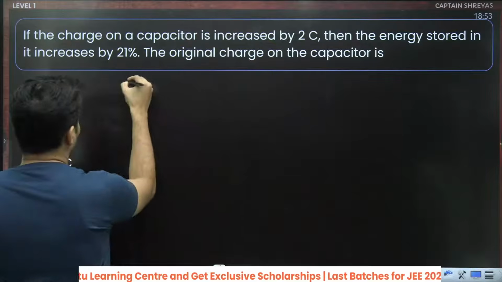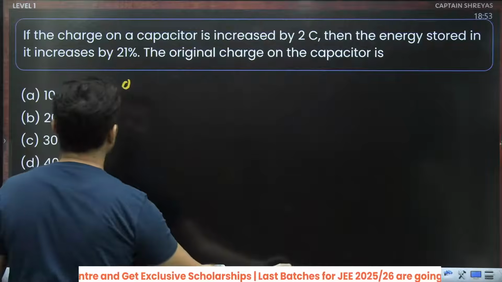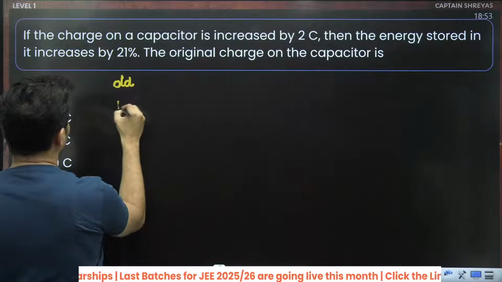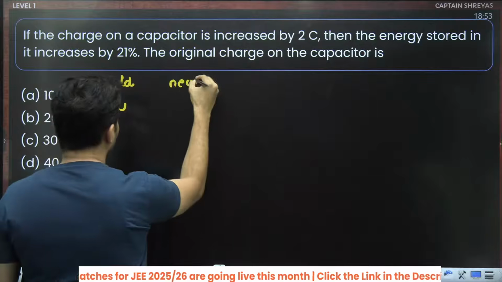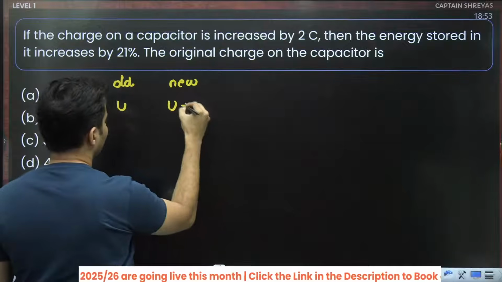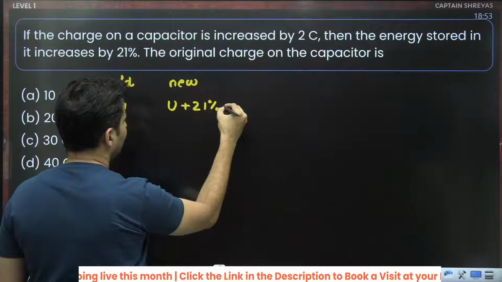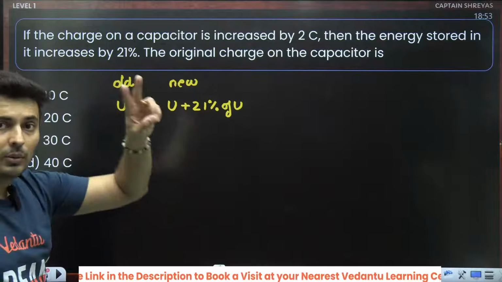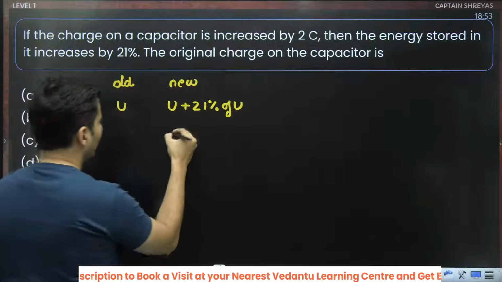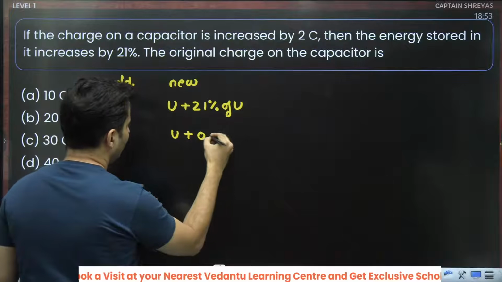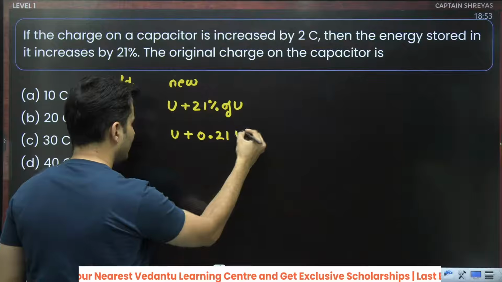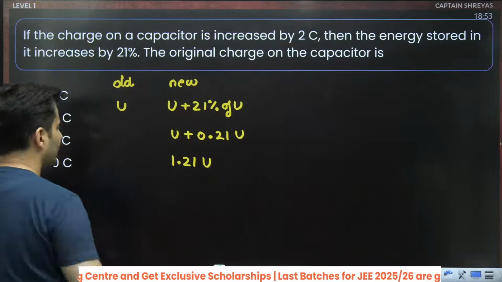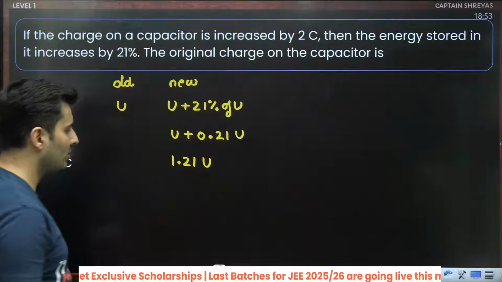Okay, let's say our old energy was U. The new energy will be U plus 21% of U, because the energy stored increases by 21%. What is 21%? It is nothing but 0.21 fraction wise of U. So it is 1.21 times the old energy. That is our new energy stored.